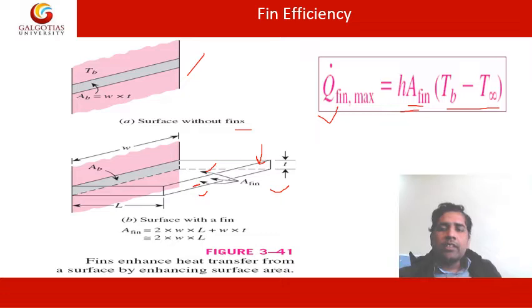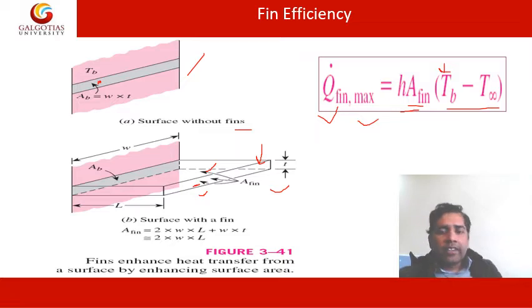Here you can see there are two temperatures. One is TB, which is the temperature at the surface of the body, and T infinity is the temperature of the atmosphere, or you can say the ambient temperature. So this is the maximum possible heat transfer that can happen when we are applying the fins. This is the maximum possible heat transfer that may take place.